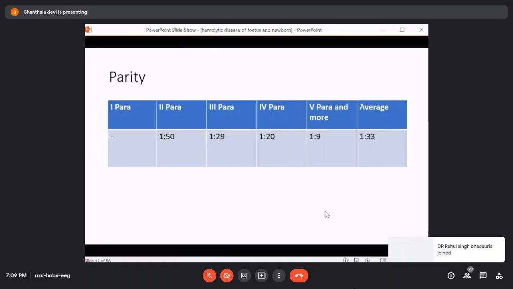The parity. First para, I already told, first pregnancy usually escapes without any complications. From the second pregnancy onwards, the proportion of mothers who develop the antibodies progressively increases. Second para mothers, 1 in 50. If it is parity 5 or more, it becomes 1 in 9.